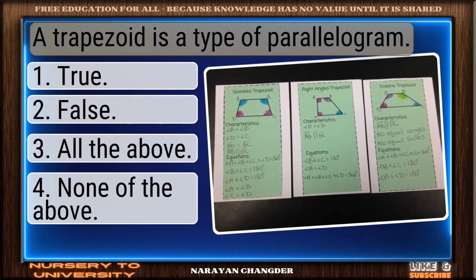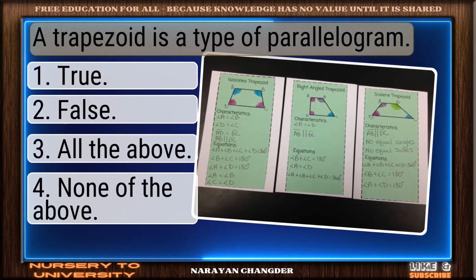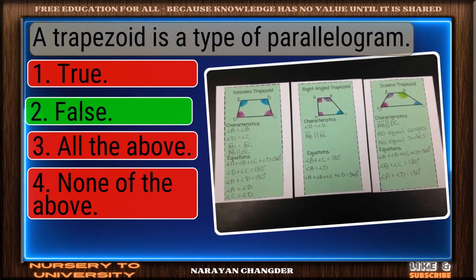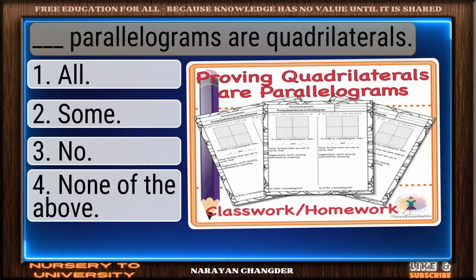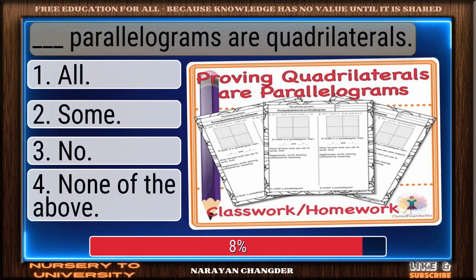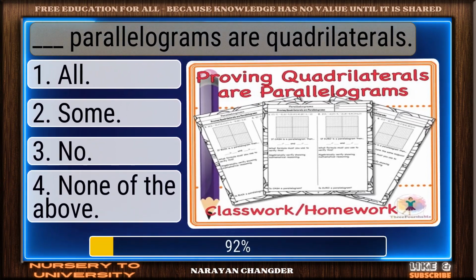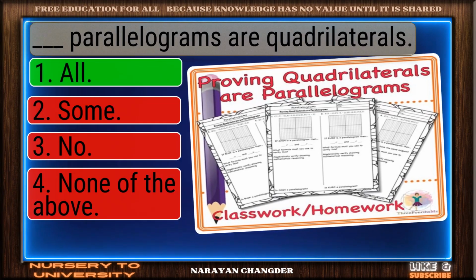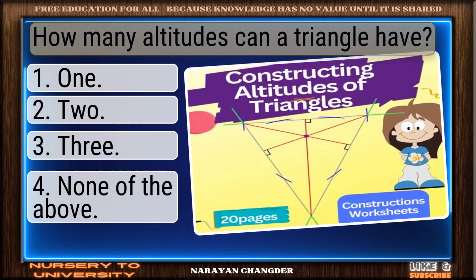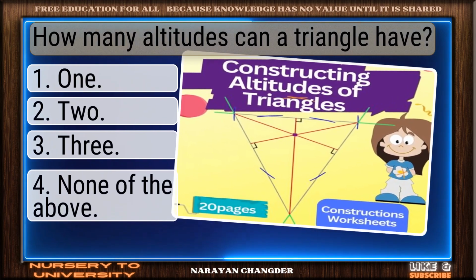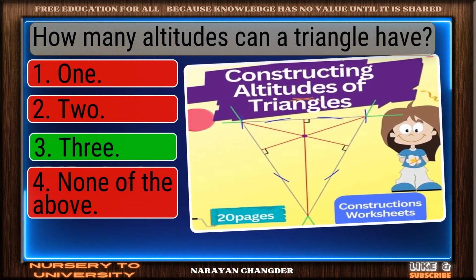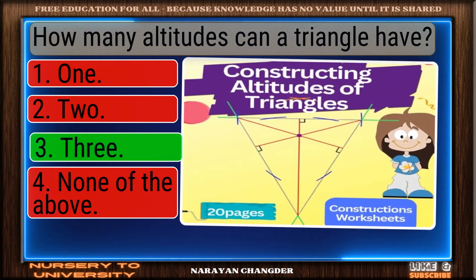Question number 214. A trapezoid is a type of parallelogram. You chose false, and it is correct. Question number 215. Dash parallelograms are quadrilaterals. Nice selection. All is the correct and valid answer. Question number 216. How many altitudes can a triangle have? Solid response. 3 is a valid choice.